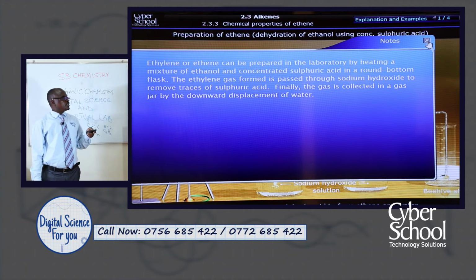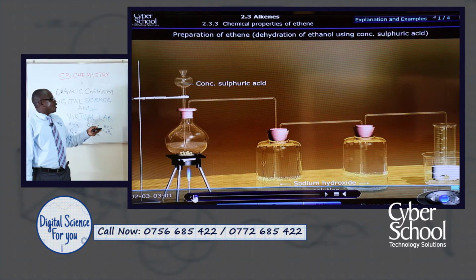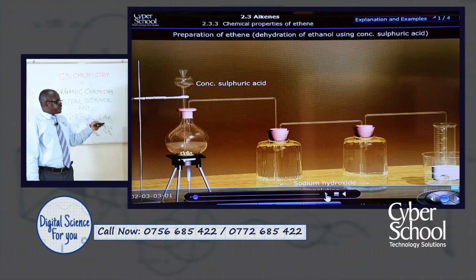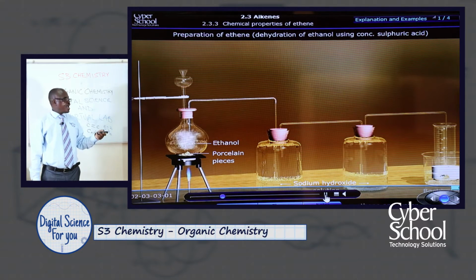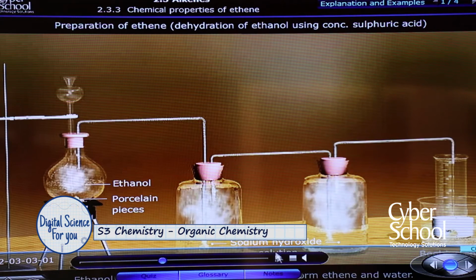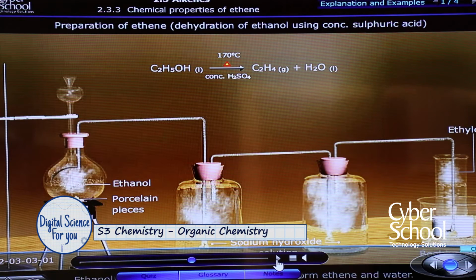Now, let's go back to the animation at the beginning. This setup brings out some of the physical properties of ethene. When it is produced, if I play it again, what is the color? It is a colorless gas. What does this say about solubility in water? Because it is able to pass through the water, it means it is insoluble or slightly soluble in water. And when we finish this, we can look at the properties.